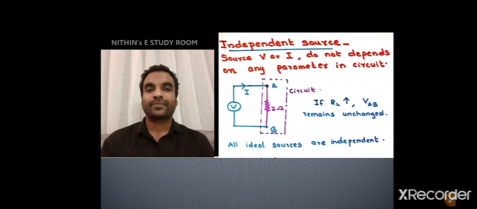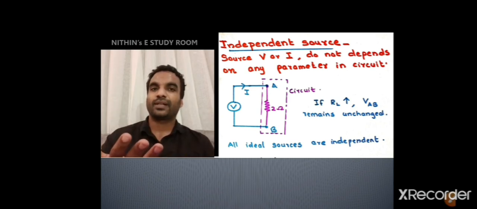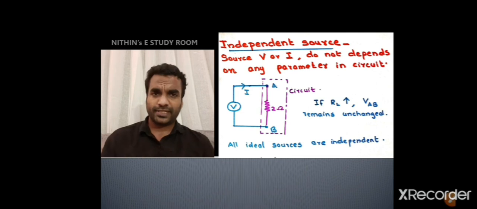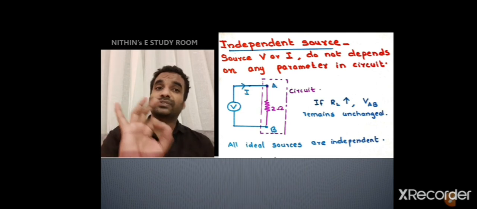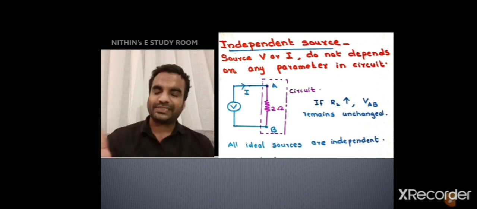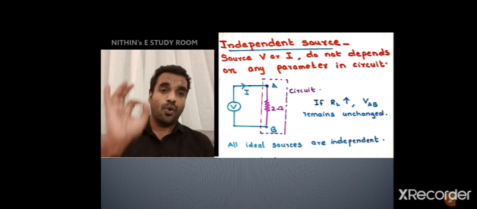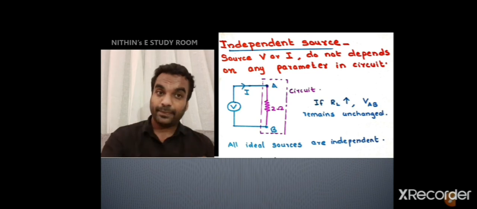What was it? Ideal voltage source and ideal current source. In both these cases, you increase the load resistance, but the source voltage or source current was remaining constant. So what can you say? All ideal sources are independent sources. It is a very important statement. All the ideal sources are independent sources.